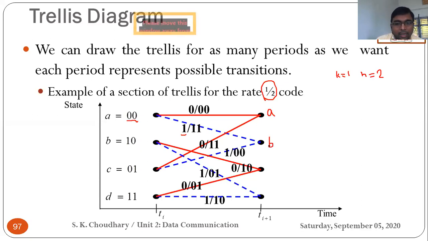Similarly, if we are at B and receive 0, you are transferred to C, and the output for this is, sorry, 1 0. And then if you receive 1, you enter the next state D, and the output is 0 1. In this way, for each and every state, the possible combinations have been shown here.